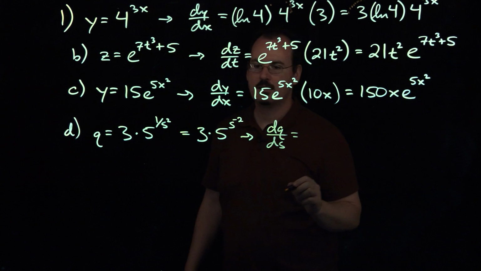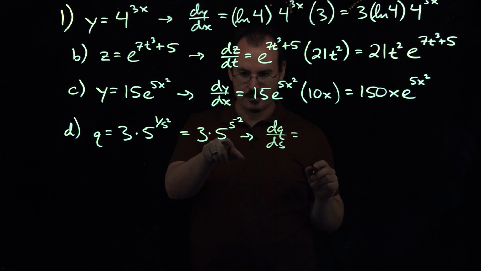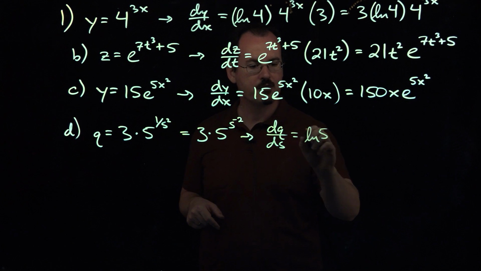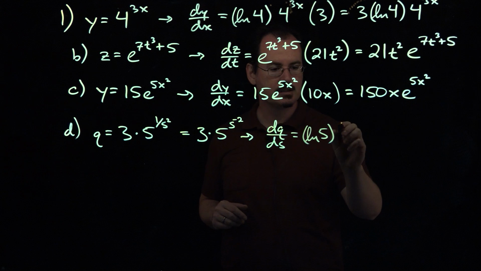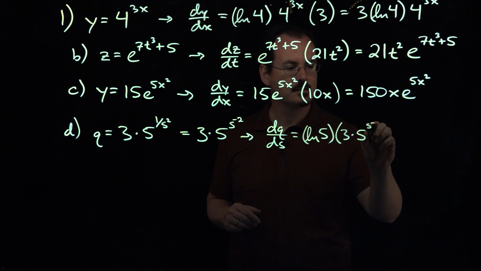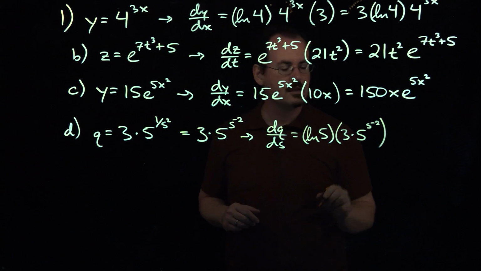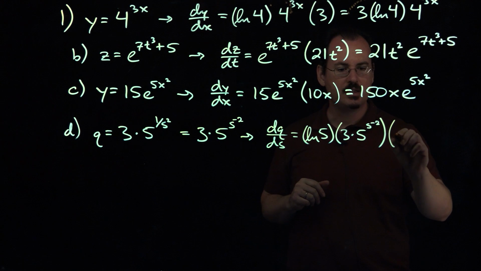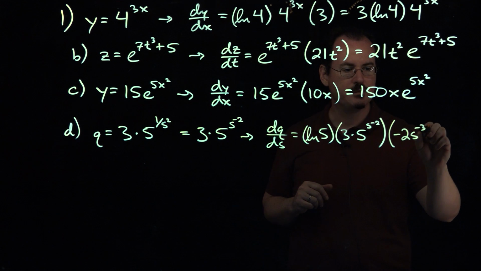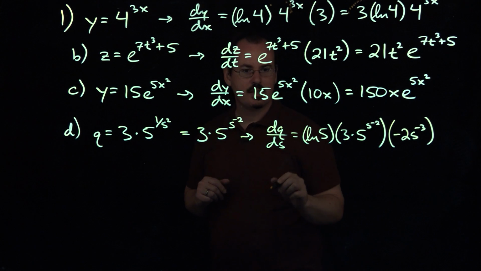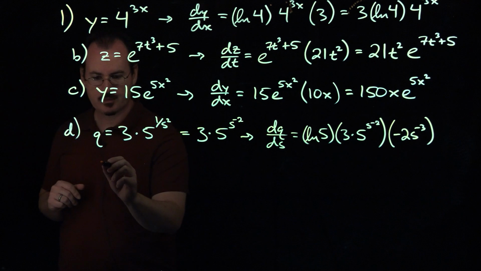Okay, and then again, the idea here is we look at the base. The base is 5, it's not e, so we're definitely going to want to write that ln 5 first. Then just copy the whole function, so we get 3 times 5 to the s to the minus 2. And then I want to take the derivative of the thing that's up there in the exponent. So that's going to be negative 2s to the negative 3. Okay, so that's the final answer there, but we'll go ahead and simplify that a little bit.